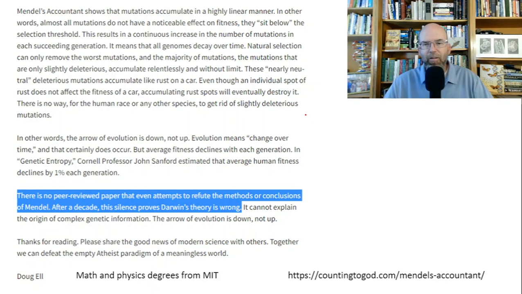This is Doug L., who has written a book, Counting to God, and it's a defense of intelligent design. He is a math and physics degree, not a biologist. But this Mendel's accountant is great stuff. And here, again, he essentially quotes, there is no peer-reviewed paper that even attempts to refute the methods or conclusions of Mendel. After a decade, this silence proves Darwin's theory is wrong, right? Silence proves Darwin's theory is wrong.